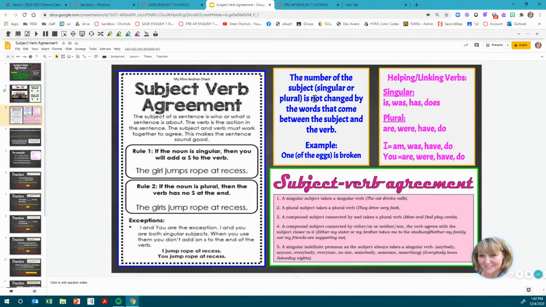Now, the number of the subject, singular or plural, is not changed by the words that come between the subject and the verb. For example, one of the eggs is broken. So in this case, one is your subject. Of the eggs is just information telling you about one, and then is broken is your verb, and it has to be singular. So the singular verbs would be is, was, has, does. Plural verbs would be are, were, have, do.